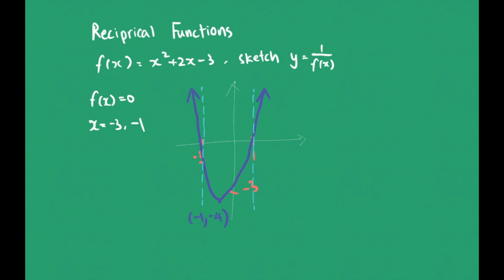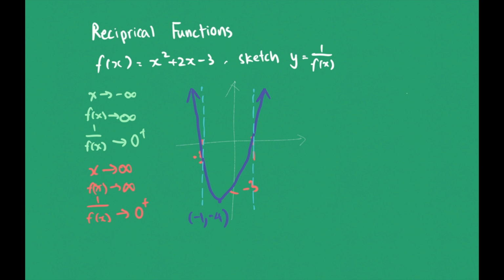Okay, now let's look at the behavior of the graph. As the x value goes towards negative infinity, the y value goes towards 0. Apart from that, when the x value goes towards infinity, the y value also goes towards 0. Now let's look at the behavior near the asymptotes.